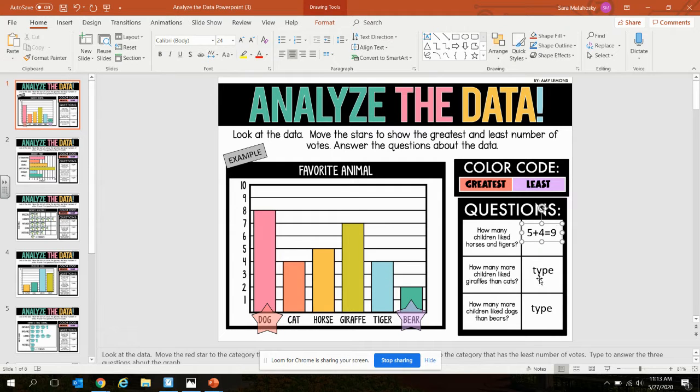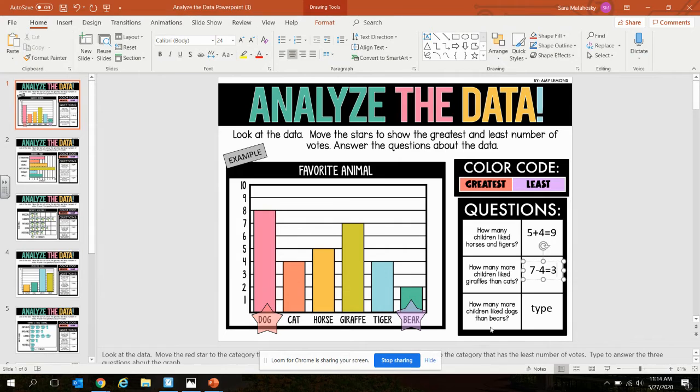How many more children like giraffes than cats? So we're going to compare. We've got 7 kids like giraffes. How many kids like cats? Only 4. And we're comparing numbers. We're looking at which one's bigger, which one's smaller, and what the difference is. The difference between 7 and 4 is 3.